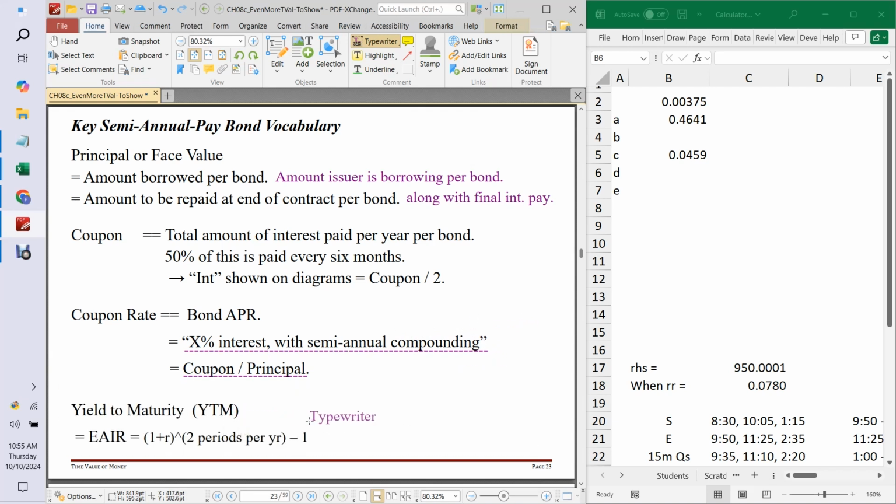Okay, and then finally, we can compute what they call yield to maturity for a semi-annual pay bond. To us, that's just the equivalent annual interest rate. They call it yield to maturity, it's the equivalent annual interest rate. They mean the same thing.